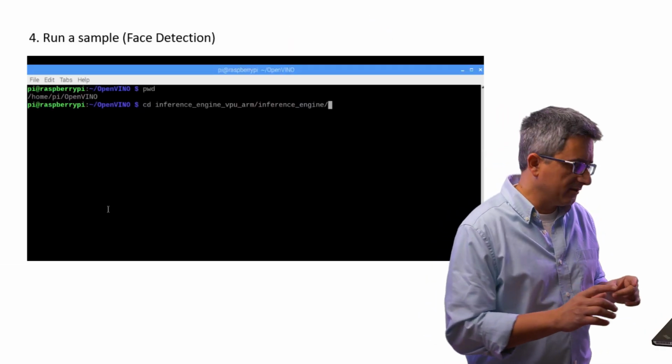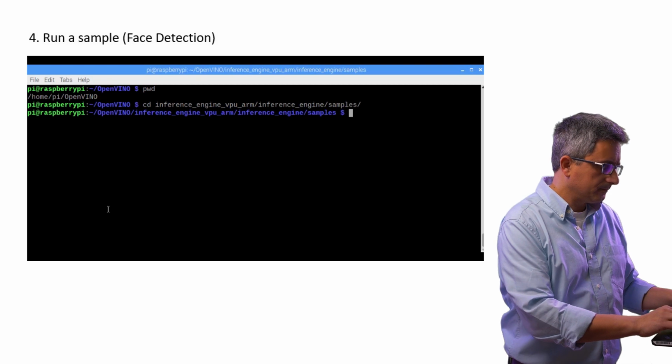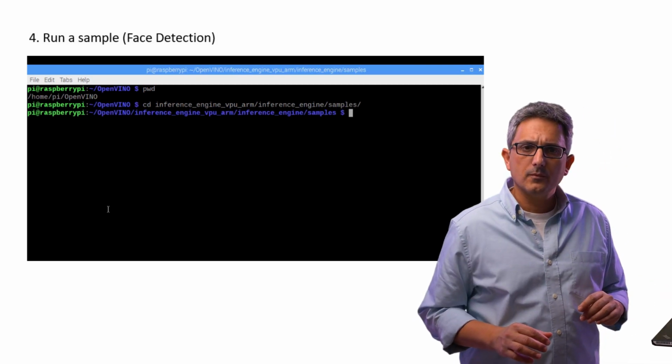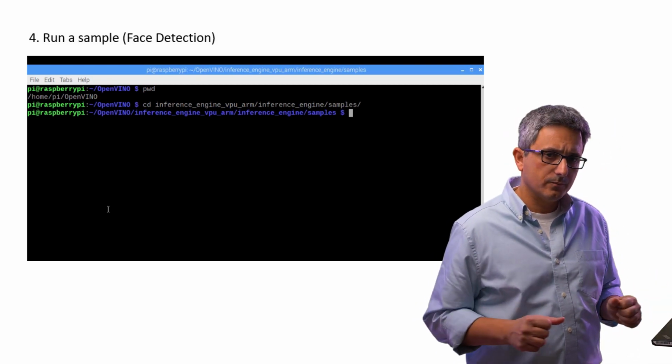Now you're all set to run your application with OpenVINO inference engine. As an example, let's run one of the supplied samples. We will need to build the sample and get the required IR files, the model. Let's go to the samples directory. Many samples are here.